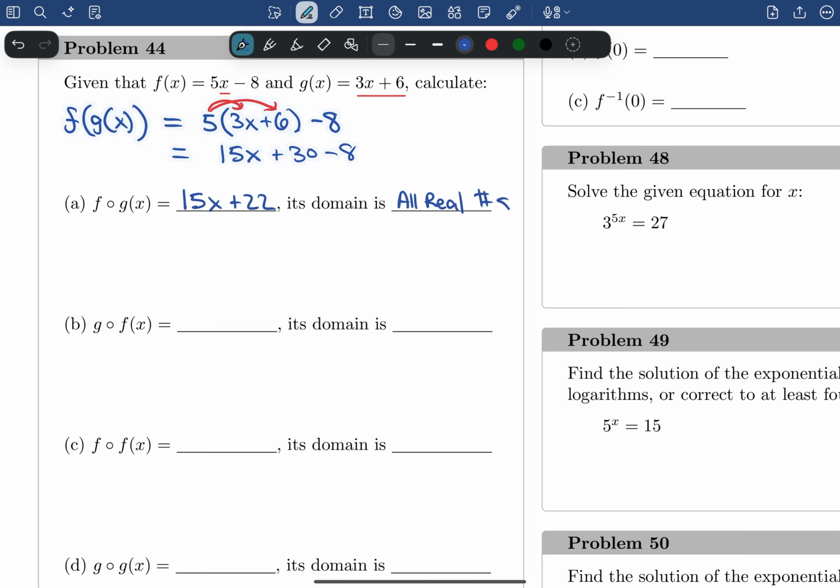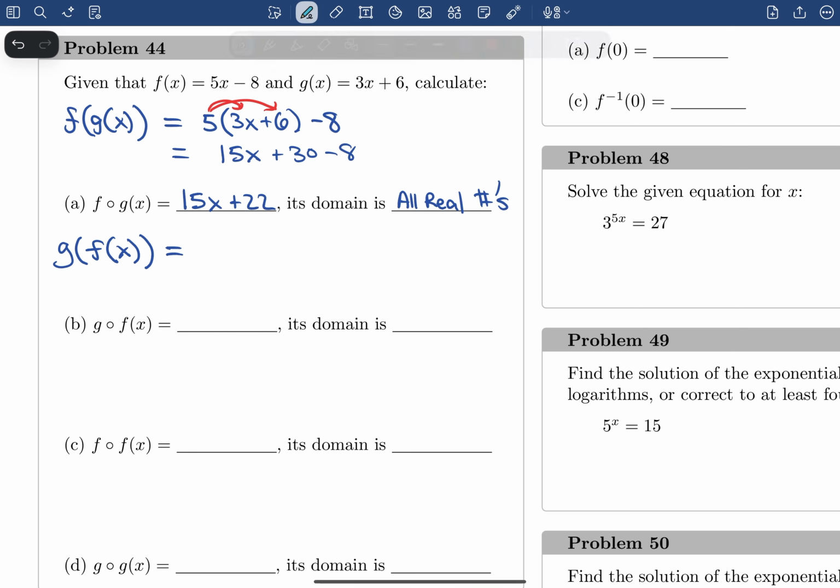Okay, moving on. Let's compose the other way around. So instead of f of g of x, we're going to compose g of f of x with these same two functions, right? This is the same two functions here. And so in this case, I'm going to start writing the g of x function and input the f of x function stuff for x. So here's the g of x function. Okay, there it is. What I'm going to do is take the f of x function stuff and plug it in for x right there in the g of x function.